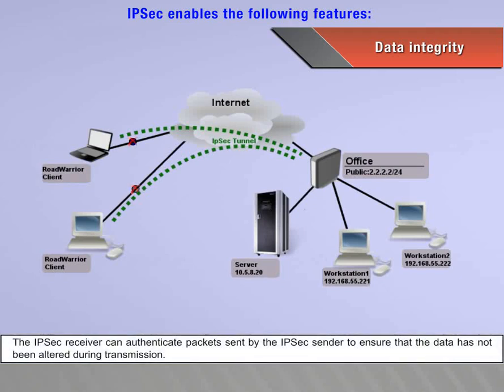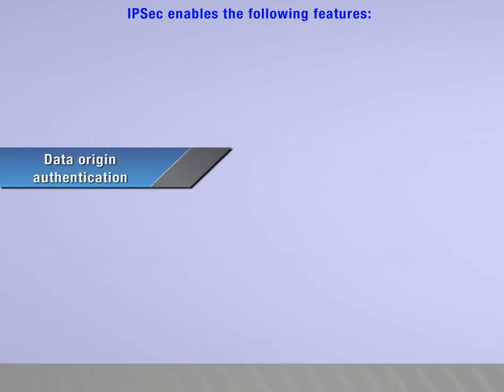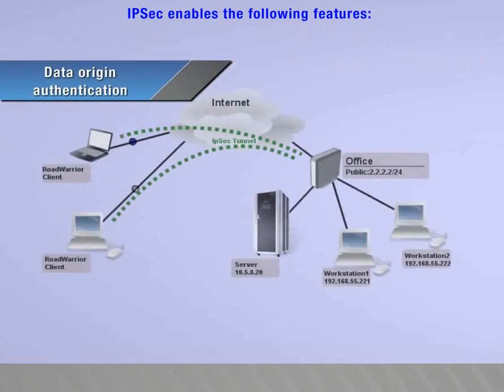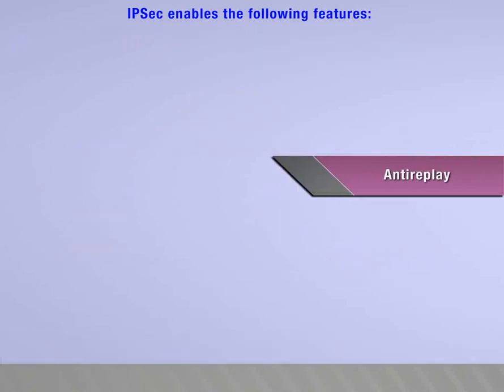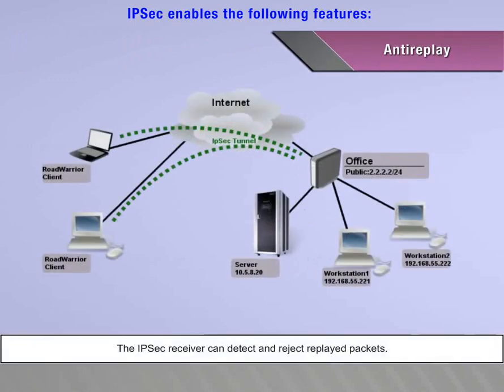The IPsec receiver can authenticate packets sent by the IPsec sender to ensure that the data has not been altered during transmission. Data origin authentication. The IPsec receiver can authenticate the source of the IPsec packet sent. This service is dependent upon the data integrity service. Anti-replay. The IPsec receiver can detect and reject replayed packets.